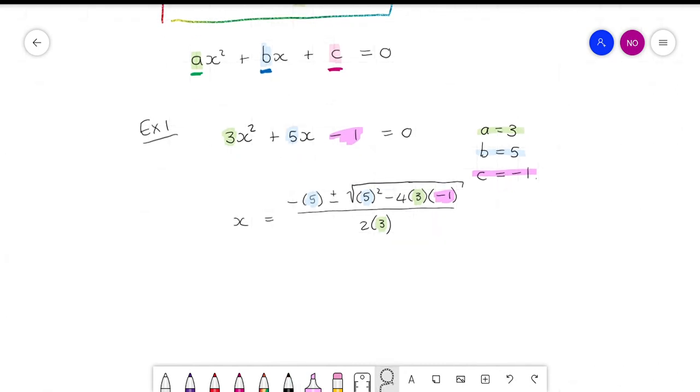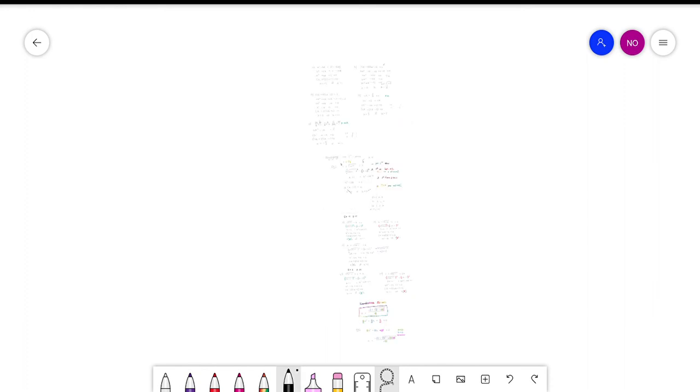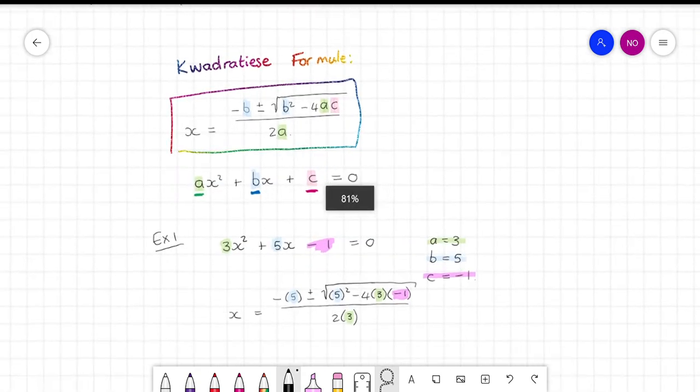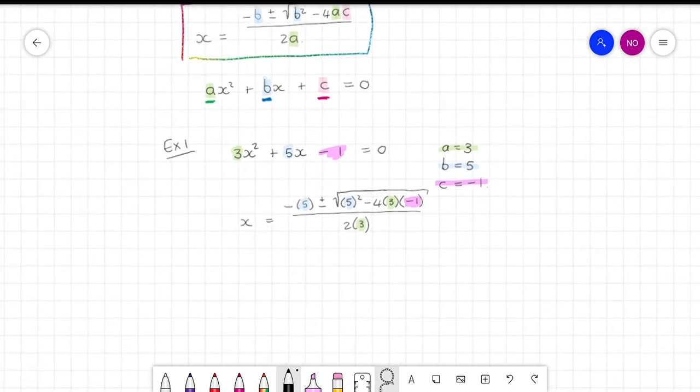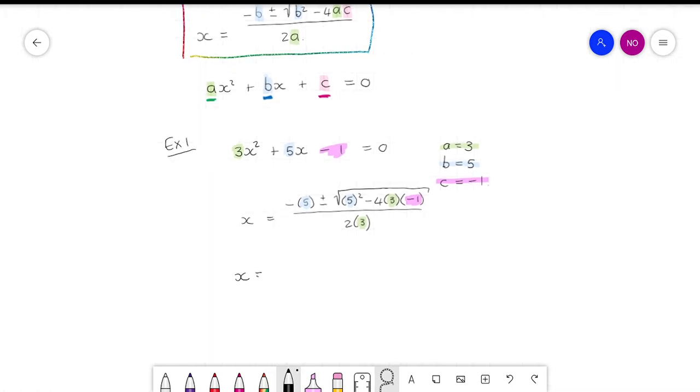Now my advice to you is to type it in with a plus. So first do the plus. So gaan tik in, maar tik die hele ding in. Minus 5 plus vierkantswortel van 5 kwadraat minus 4 maal 3 maal minus 1 over 2 times 3.